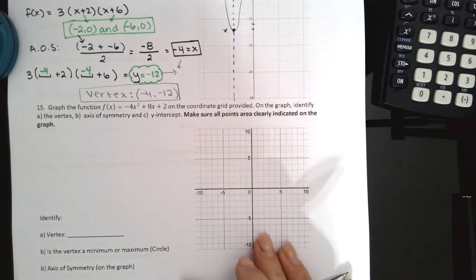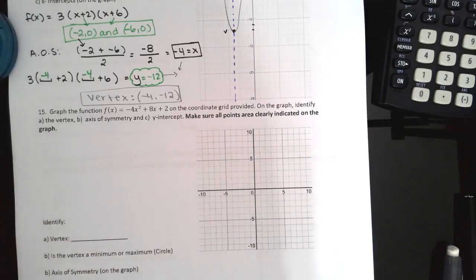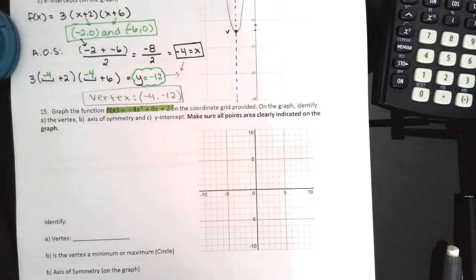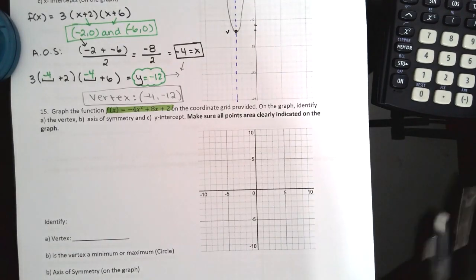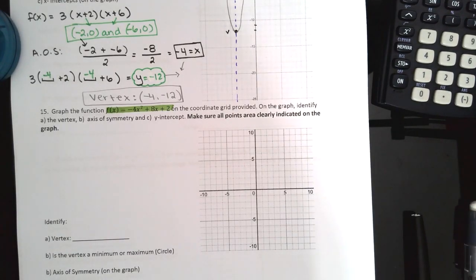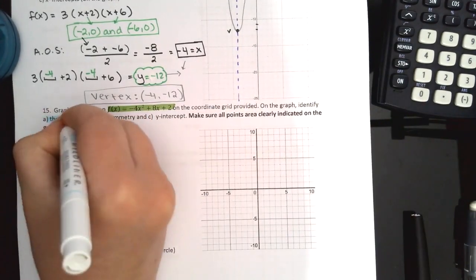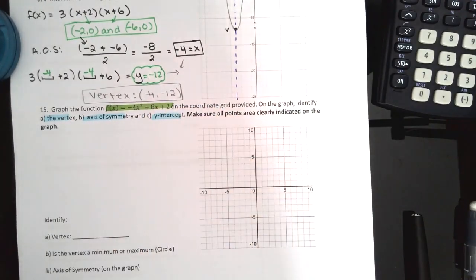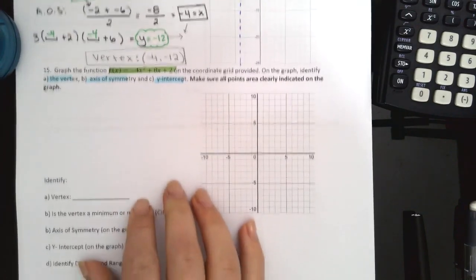We are now moving on to standard form. Now, how do we know this is standard form? Because if we take a look at the equation, notice there are no parentheses. No parentheses means standard form. For standard form, we have a couple things that I'm asking you. Identify on the graph the vertex, axis of symmetry, y-intercept. Make sure all the points are indicated clearly. And then there's some other questions that I want you here to answer.